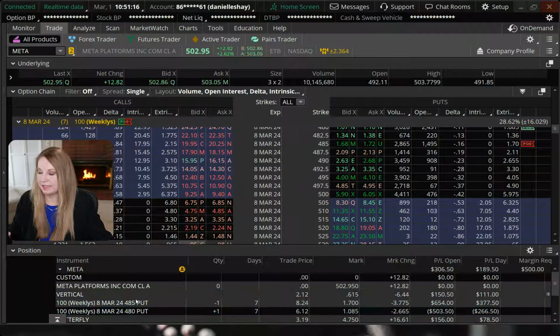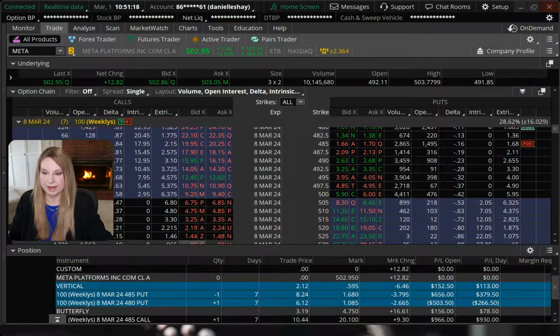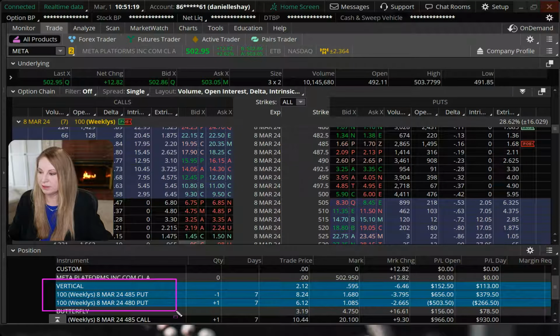If you look at the trades that I had, I layered this trade. So basically I had a put credit spread. This was a put credit spread that I put on when the ticker was trading at 485. So I sold the 485 put and I bought the 480 put for protection. I got into that for a credit of $2.12. And now this is going for about 59 cents.